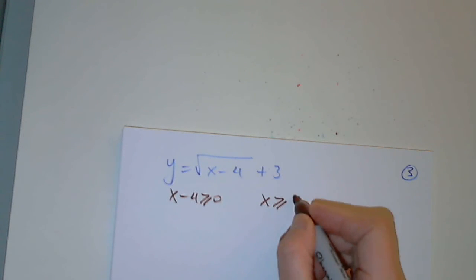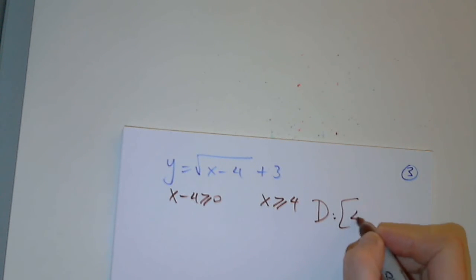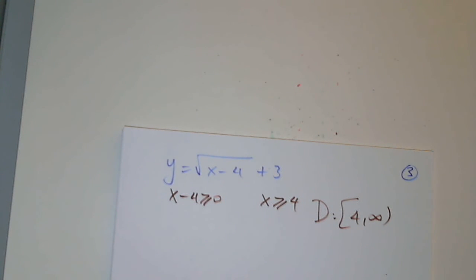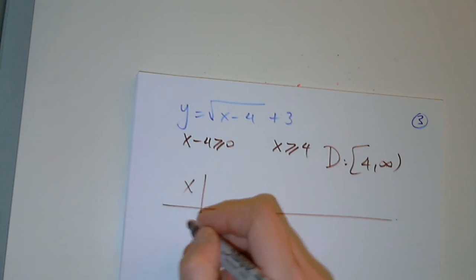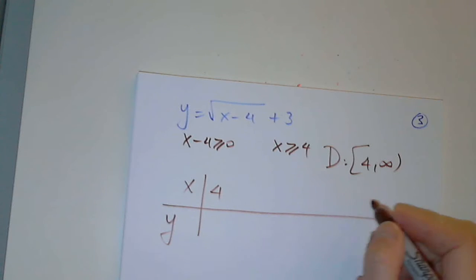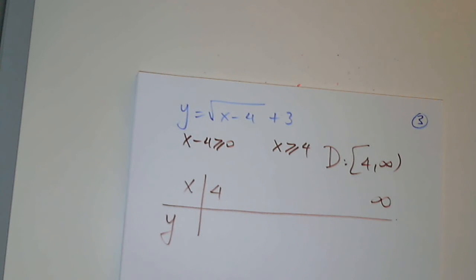Exactly. So the domain of this function is 4 to infinity. Please, I'm begging you to remember the domain of a radical function. So knowing that, I start a table that starts at 4 and goes to infinity. It can't show anything else.